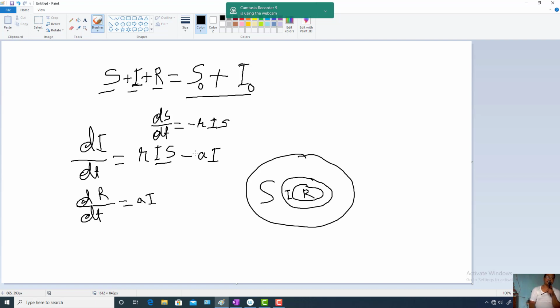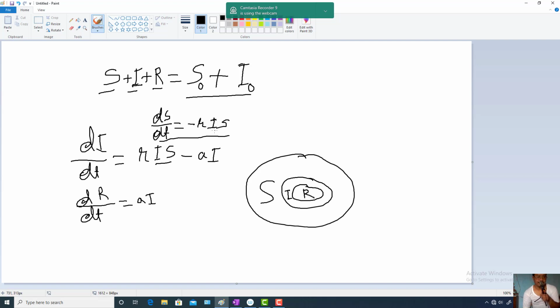So these are the fundamental things. What are the fundamental assumptions we are making? The total population at any time is fixed, is constant. All right. And then the rate of change of the susceptible population is negative, and it is proportional to the total contact.